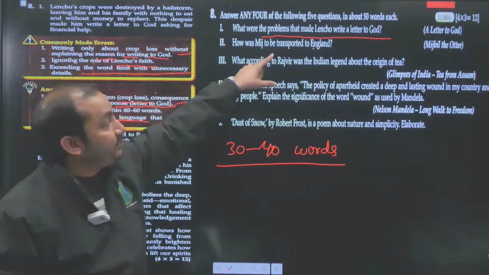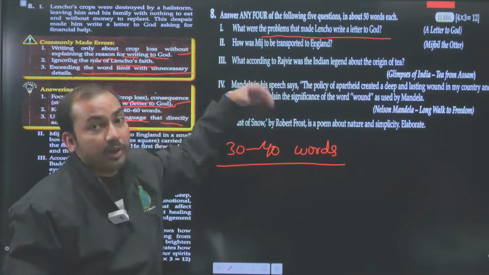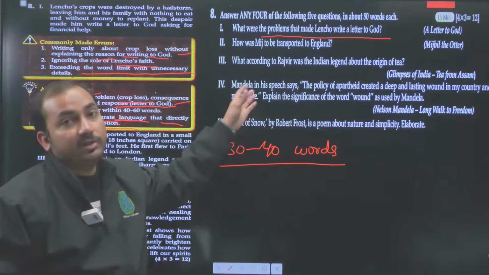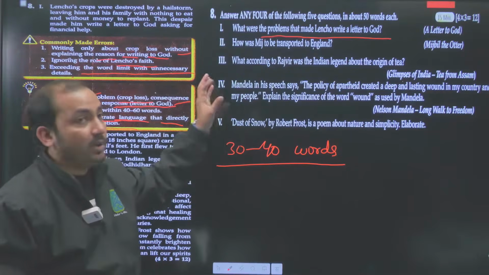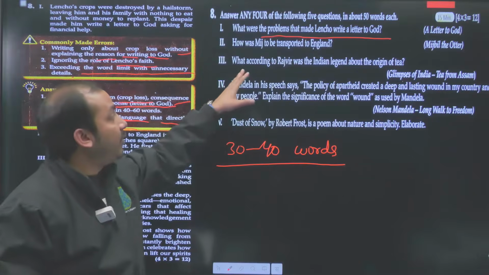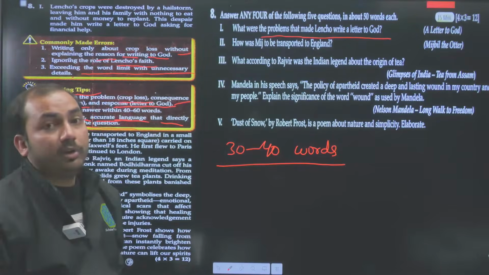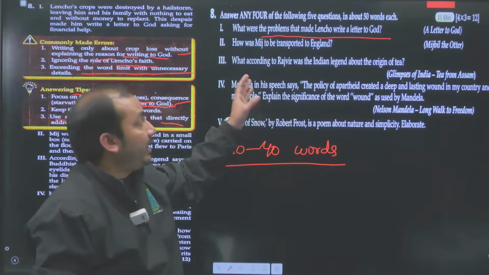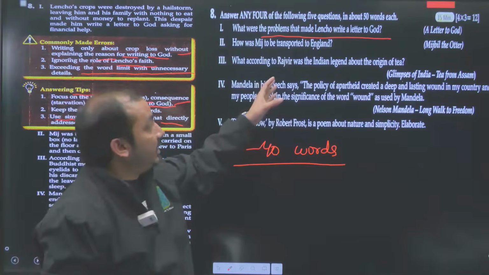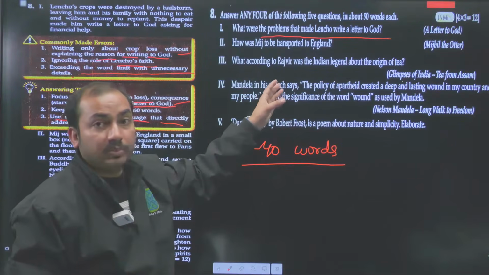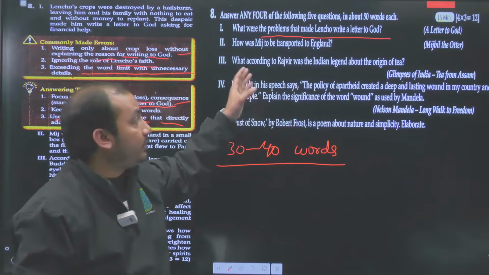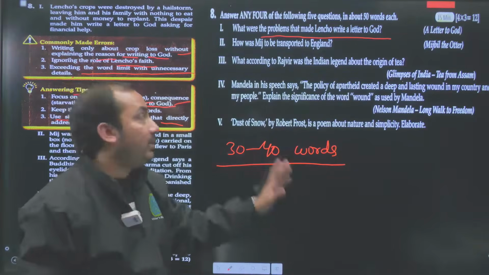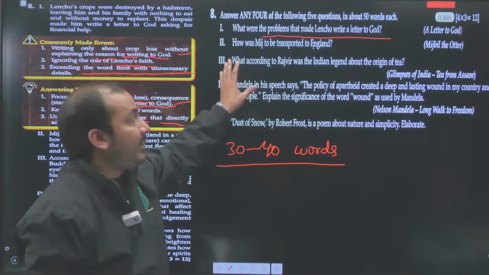Here we can see the question was asked about what the problems were. How was Mij to be transported to England? The simple answer is that in a wooden box, Mij was transported to England on an aeroplane. That is all. Next, what according to Rajvir was the Indian legend about the origin of tea? The origin of tea is about a Buddhist saint who could not meditate properly due to sleep. That's why he cut off his own eyelashes and a plant grew there. You have to mention this as per the story.